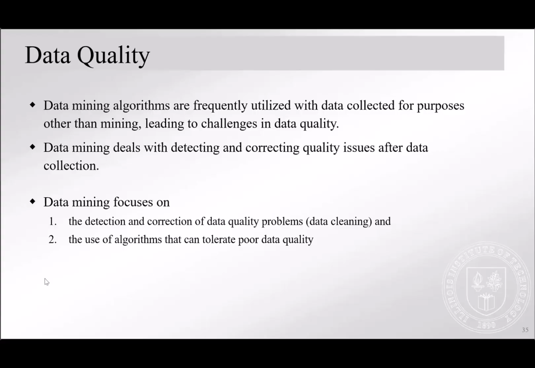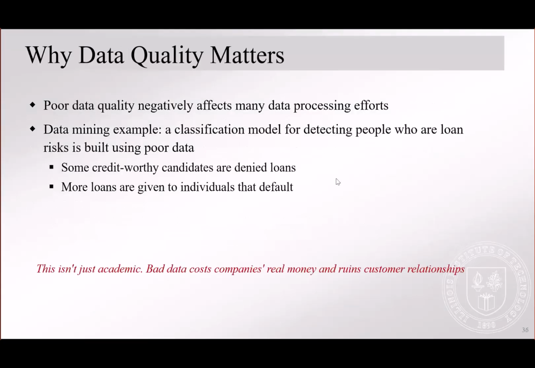So this means data mining focuses on two things. First, detection and correction of data quality problems. We call this data cleaning, finding the issues and fixing what we can. Second, using algorithms that can tolerate poor data quality. Some algorithms are robust; they handle noise and errors better than others. When we can't fix the data, we need tools that can work around the problems, as we're going to see later.